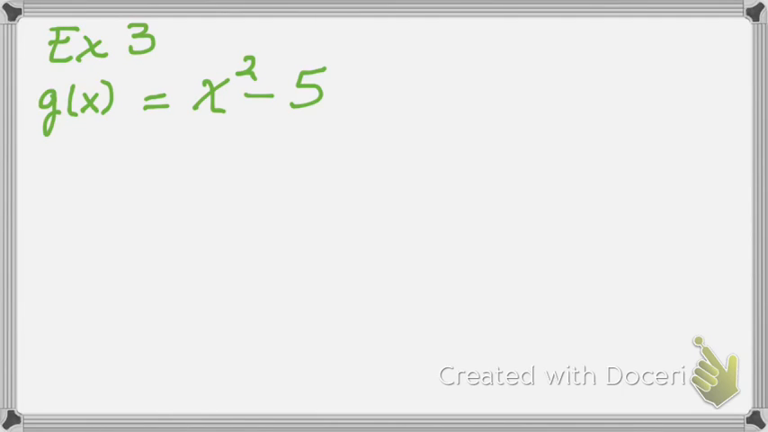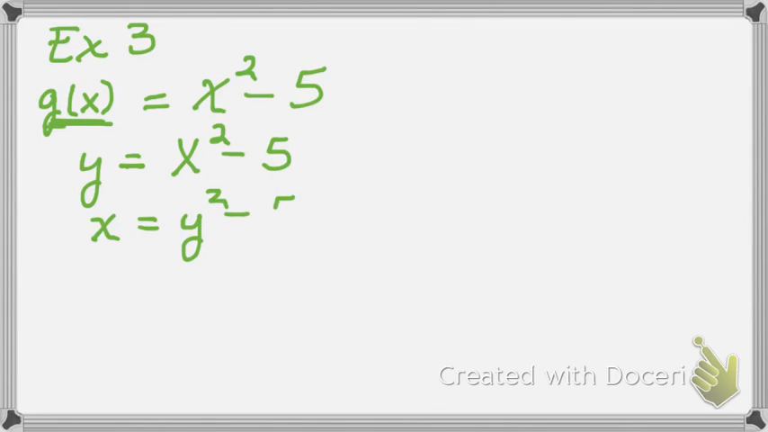Switch. Switch what? X and y. So this is my y, right? So if I rewrite that with a y, and then switch, I will get x equals y squared minus 5. Add your 5.